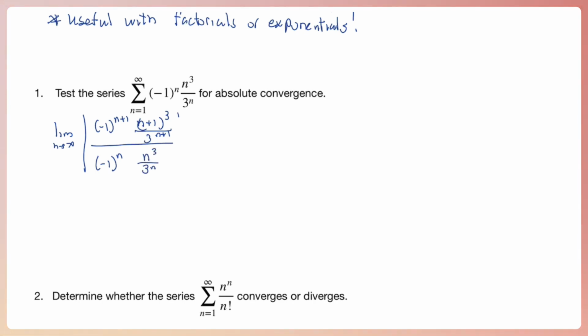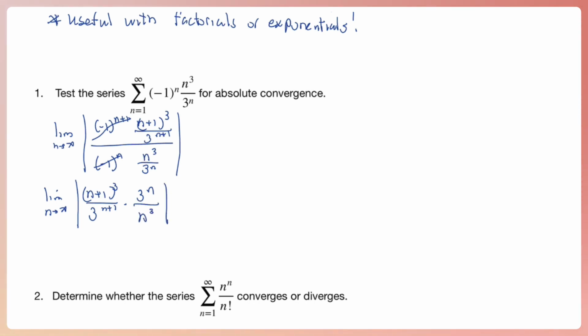Now, the first thing you notice, because of the absolute value sign, is that the negative 1 to the n plus 1 and the negative 1 to the n term, that's just 1. So that's 1 over 1, so that just cancels out. All we're really dealing with is the other part of the series. And again, when we divide by a fraction, we flip and multiply.